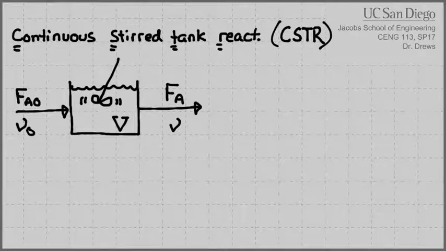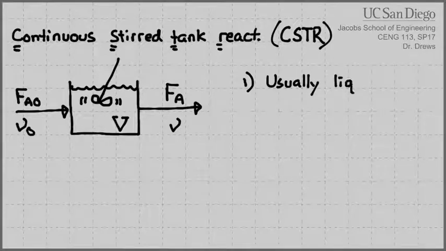Typically, stirred tank reactors are dealing with liquids. Not all the time, but most of the time a CSTR has liquid inside of it. One of your homework problems has a gas inside it, which is a little bit weird, but it's not impossible. You're kind of blurring the lines between a plug flow reactor and a CSTR if you put a gas in there, but it's possible. Some people classify them as CSTRs.